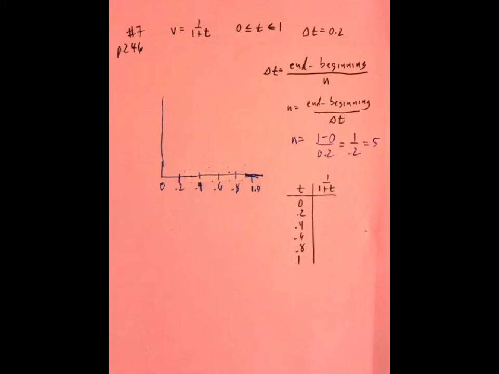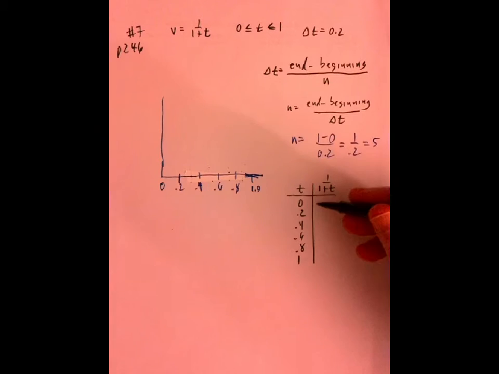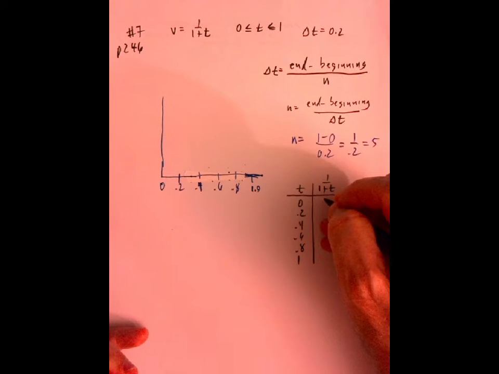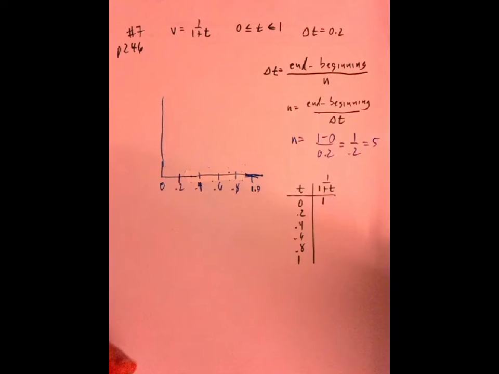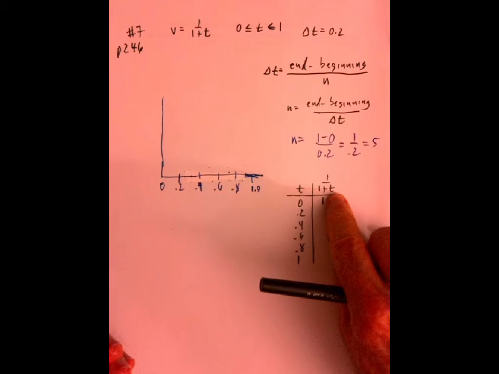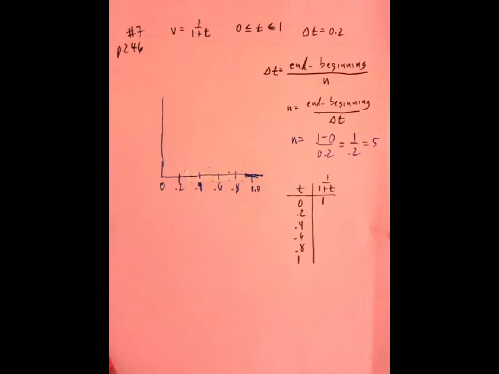So this is 1 divided by 1. Okay, 1 divided by 1 plus 0, of course, works out to be 1, right? If I add 0.2 in there, that's 1 plus 0.2, so that's 1 divided by 1.2.